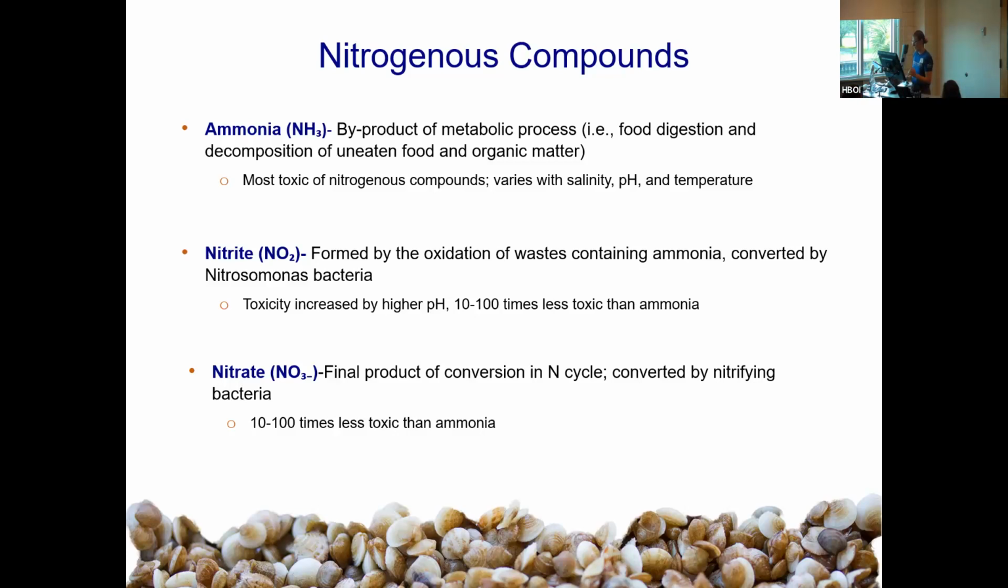And then a higher pH can increase the toxicity of nitrite. Nitrate at the bottom is the final product of the conversion in the nitrogen cycle, and is also converted by nitrifying bacteria. And both nitrite and nitrate are 10 to 100 times less toxic than ammonia.